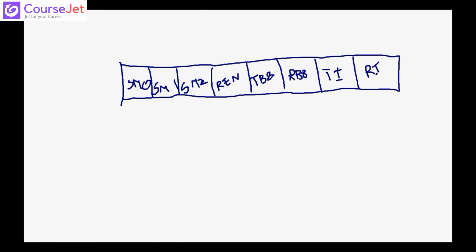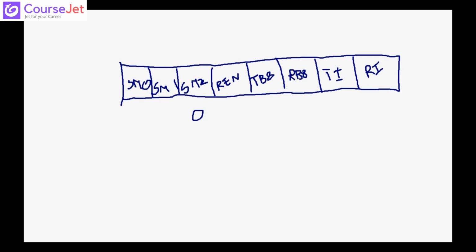Now, as I said here, SM0 and SM1 are for mode selection. SM2 is used when you are using multi-processor communication. Right now we are not using any multi-processor communication, so we can make this bit 0.